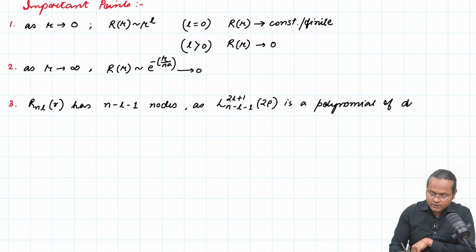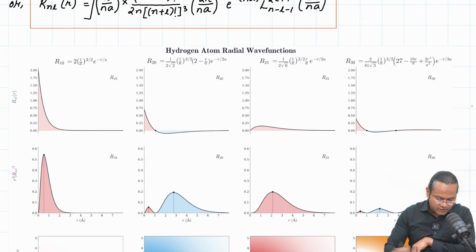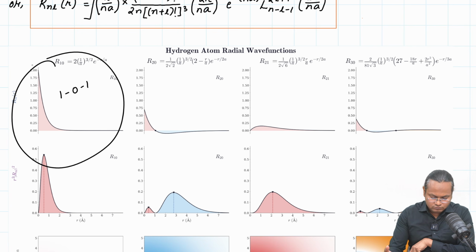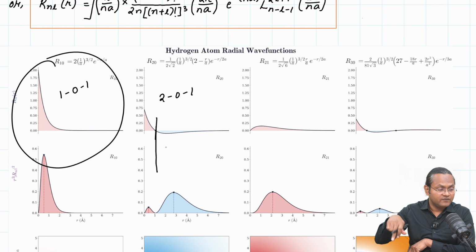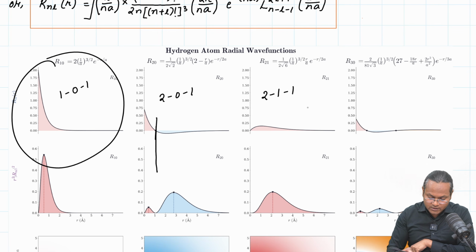is a polynomial of degree n minus L minus 1. So if you notice here, n is 1, L is 0, minus 1, there are 0 nodal points here, right? So there are 0 intersections with the horizontal axis. If you notice here, 2 minus 0 minus 1, there is one particular point where you see an intersection with the horizontal axis. Here you have 2 minus 1 minus 1. Here there are no nodal points. Here you have 3 minus 0 minus 1, and you end up seeing 2 of these points.